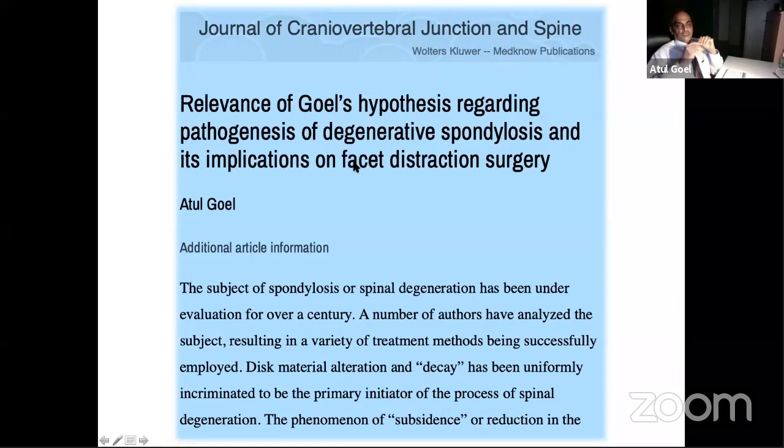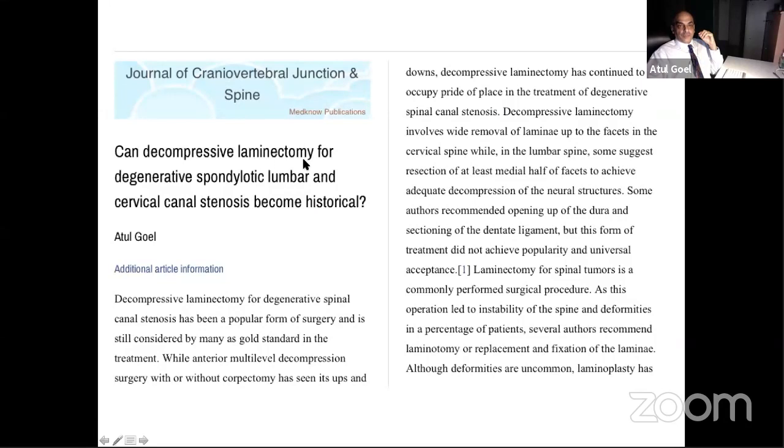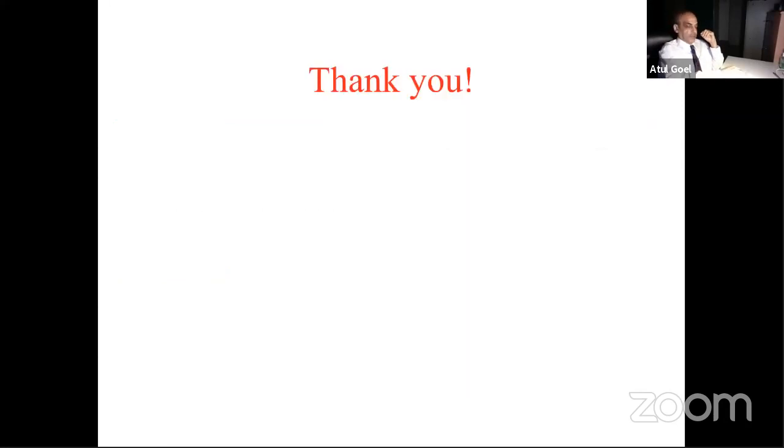This is my introduction today about the spinal revolution, about the relevance of my hypothesis regarding the pathogenesis of degenerative spondylosis and its implication in facet distraction surgery. Can decompressive laminectomy for degenerative spondylotic lumbar and cervical stenosis become historical? Can anterior surgery become historical? Can discoidectomy become historical? I am saying today, yes. And I will talk to you in more detail in my subsequent lectures. Thank you very much, my dear friends.